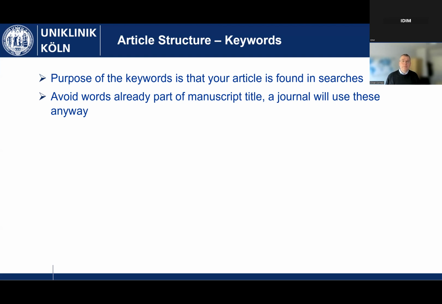And usually all the words in a title are used as keywords by the journal or the publishing house anyway. So it's not necessary to repeat all the keywords that are in the title, but there might be additional keywords because you kept your title crisp and short and nice. There might be some other words that would help finding your article if they were part of a search string. That's where you should choose your keywords from.